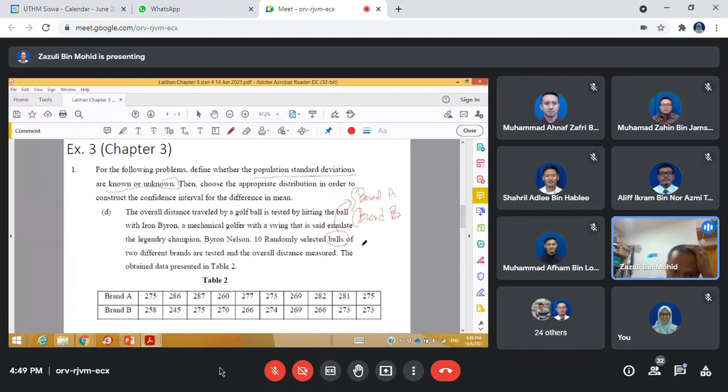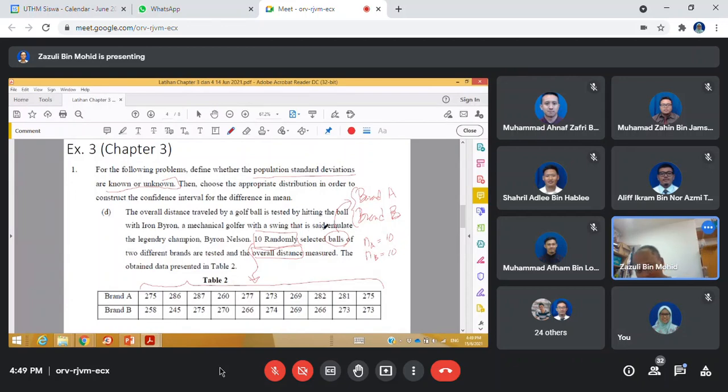10 random selected balls of two different brands are tested and the overall distance measured. These are the data of the distance for the 10 random distances. Inilah dia, this one, obtained as table 2. So from this question here, the n is 1, 2, 3, 4, 5, 6, 7, 8, 9, 10. The n for A is equal to 10 and B is equal to 10.